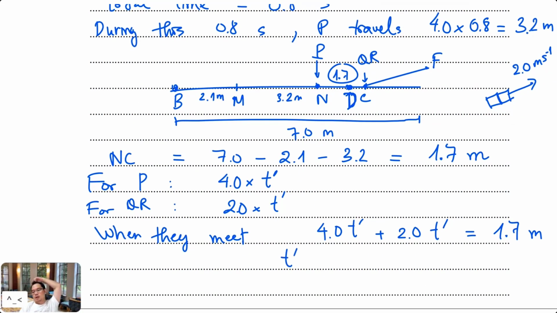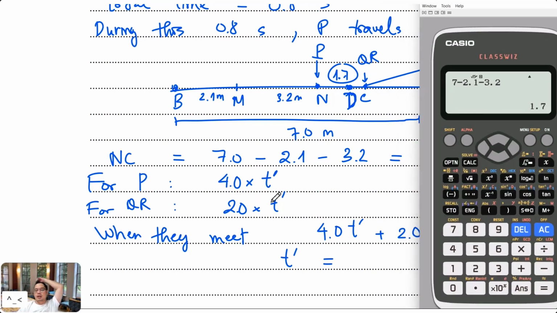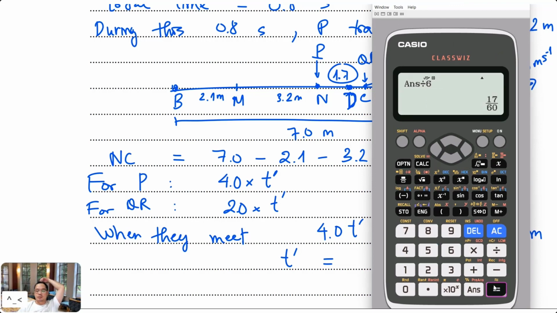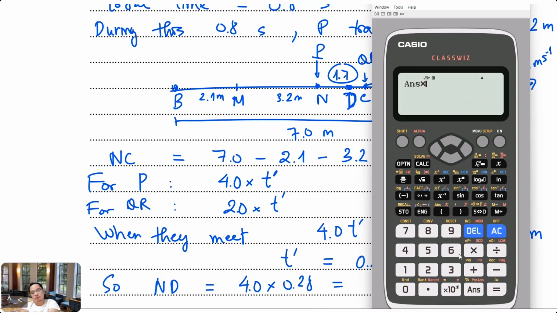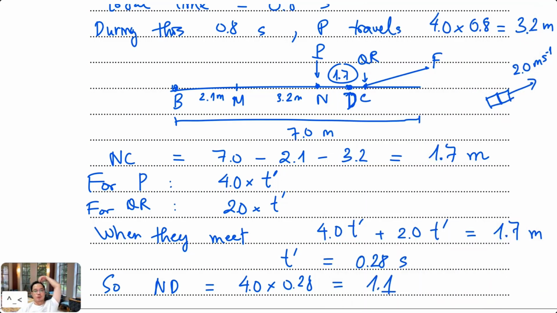t dash will be equal to 1.7 divided by 6, which is 0.28 second, and so the distance ND will be 4 times 0.28. Take this value, do not round it. Multiply with 4, we have the distance ND, which is 1.13 meter. I round only one time here, 1.1 meter.